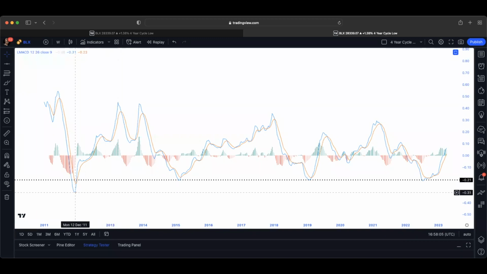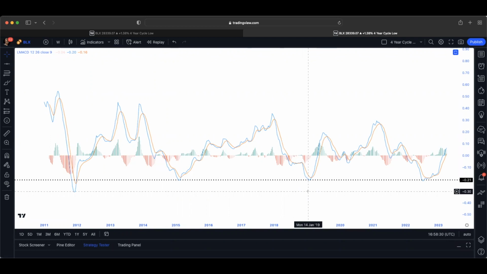Okay, so this was the first one in December 2011. It was probably a little bit before that because it's a lagging indicator, of course. This was the next one in February 2015. The bottom, I think, came in January 2015. Again, it's a lagging indicator. And the next was in January of 2019. And of course, the bottom came in December of 2019.